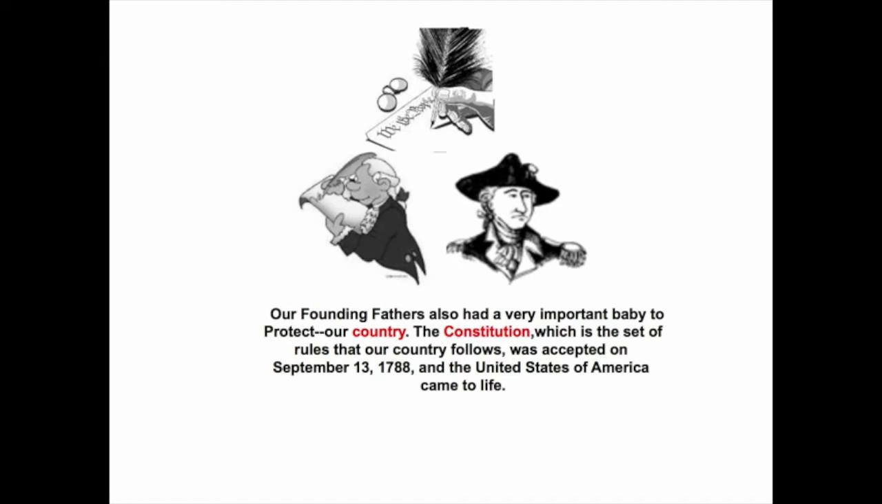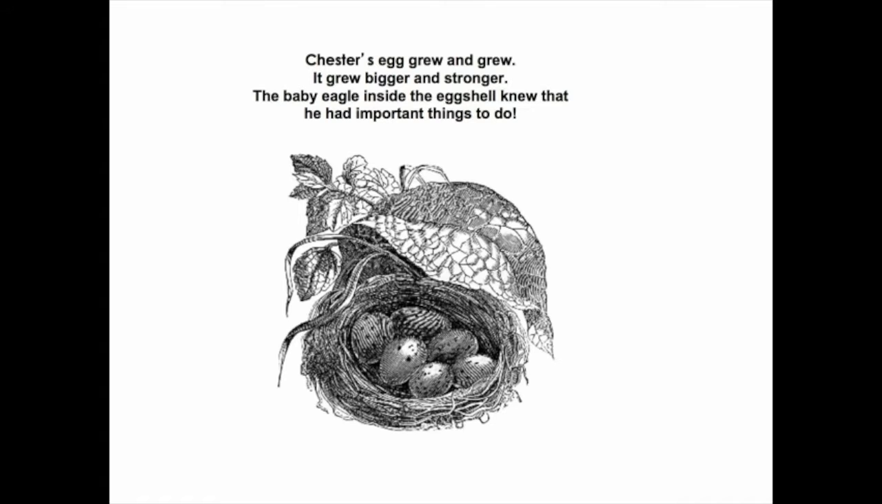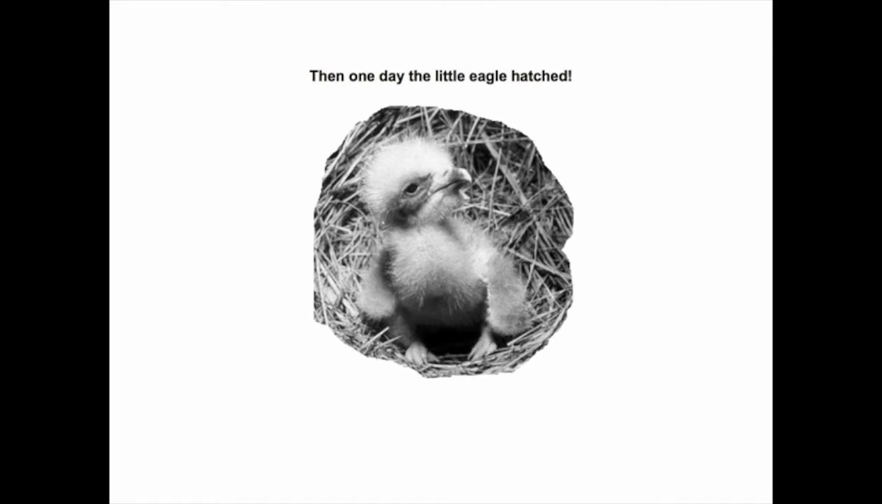Our founding fathers also had a very important baby to protect, our country. The Constitution, which is a set of rules that our country follows, was accepted on September 13th, 1788, and the United States of America came to life. Chester's egg grew and grew. It grew bigger and stronger. The baby eagle inside the eggshell knew that he had important things to do. Then one day, the little eagle hatched.